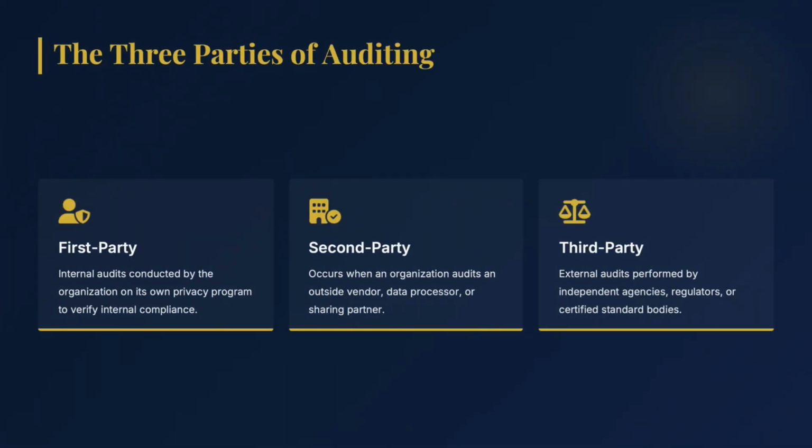Generally, there are 3 different types of privacy audits. Internal audits, also known as first-party audits, are conducted within the organization by its own employed auditors. External audits, or third-party audits, are performed by independent outside entities, such as independent firms, regulators, and accredited auditors of standard-setting bodies. And then, there are second-party audits. These occur when an organization audits its vendors, contractors, or data partners.